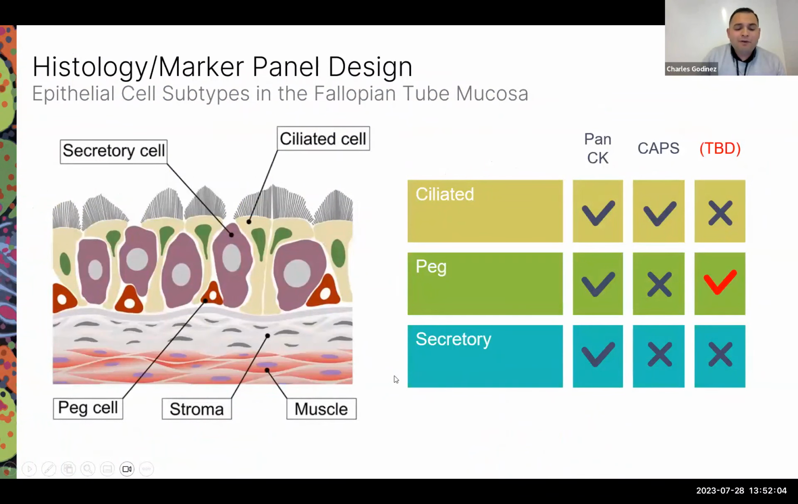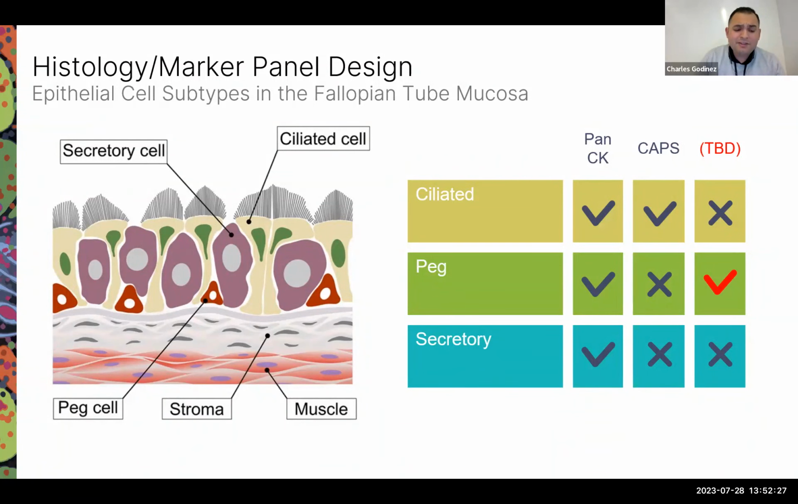So on the left, we have a diagram with the various cell subtypes in the fallopian tube. We're interested in the cells in the epithelial layer, which are the secretory, ciliated, and PEG cells. Ciliated cells are characterized by these hair-like projections that help facilitate the movement of the egg through the fallopian tube. The secretory cell releases the type of fluid that also helps the egg travel through the fallopian tube.